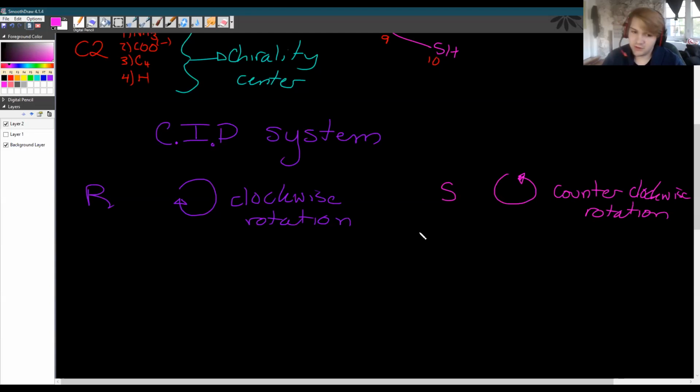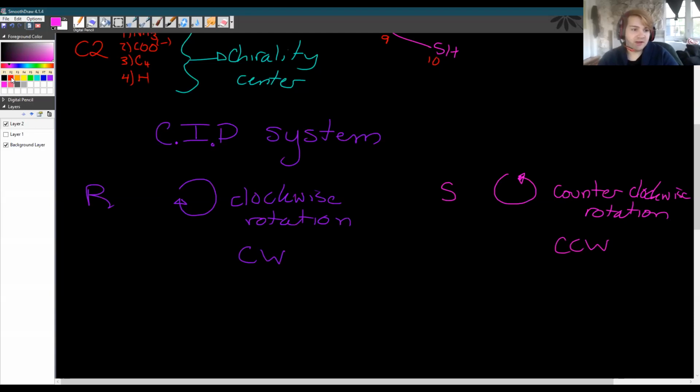And I know that S stands for sinister. I can't remember what R stands for. I think it's rectus. Go look it up. But basically, what we're going to be saying is that S is a left-handed rotation, whereas R is a right-handed rotation. And so what you're always going to see me say is that clockwise, I'm going to abbreviate to CW, and then counterclockwise will be CCW. Okay, so this is the kind of notation that we're going to use.